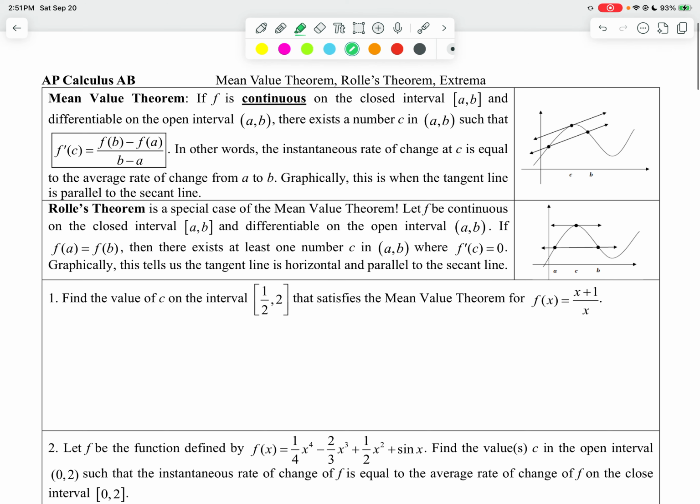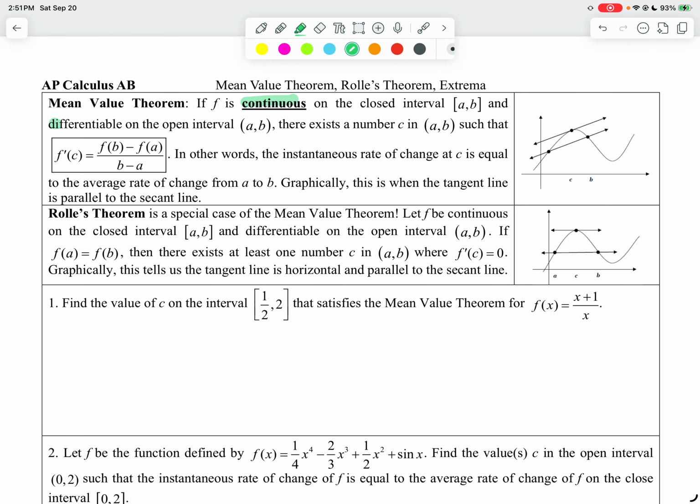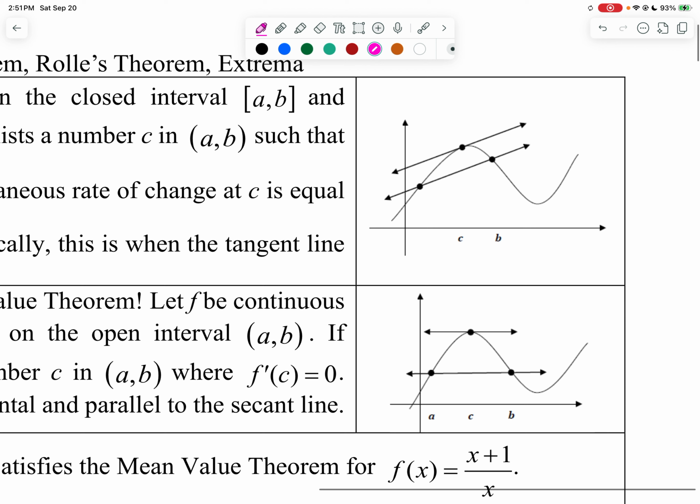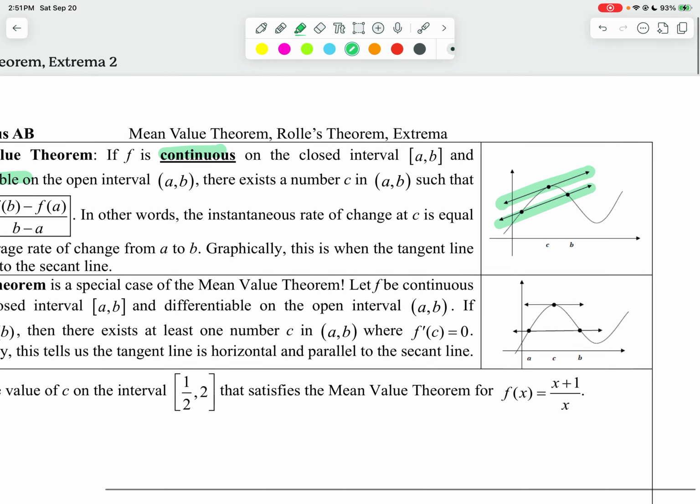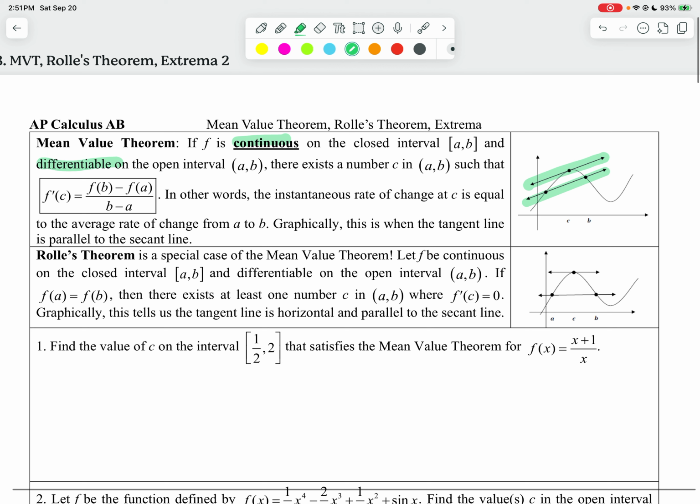So you already know what this is. One important thing to note is that f needs to be continuous and differentiable for the mean value theorem to apply. Graphically, this is going to look like what it says, where the instantaneous rate of change is equal to the average rate of change right here. So that is when we are parallel. Very cool. Because they have the same slopes.